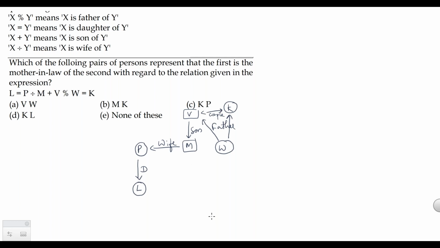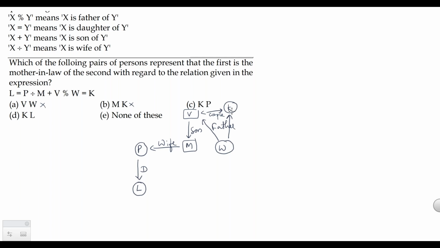Now, if I take the first pair, V and W, what is the relation between V and W? It clearly says that V is the father of W. So V is father. So we cannot say first person is the mother-in-law. So one cannot be your answer. Second, V K. V cannot be mother-in-law again because V is a male. So this cannot be your answer.